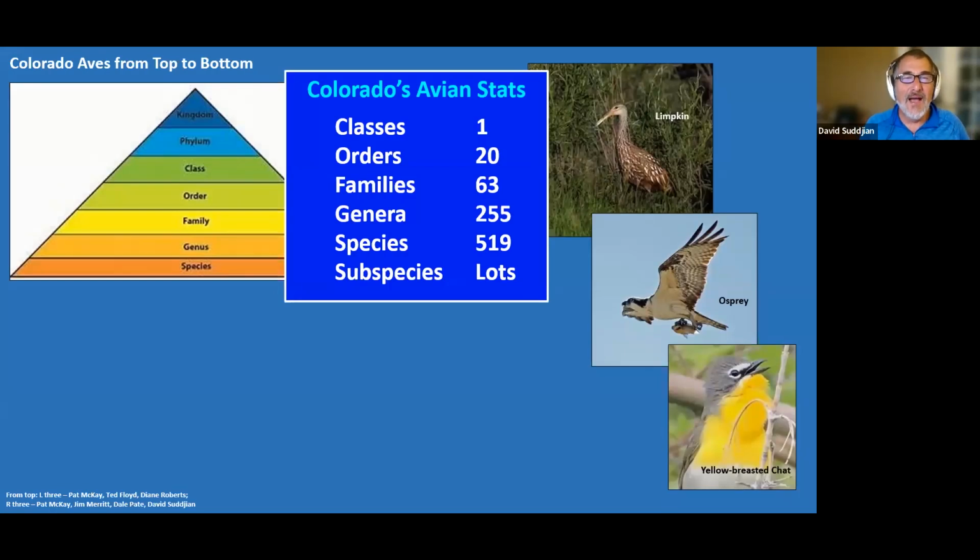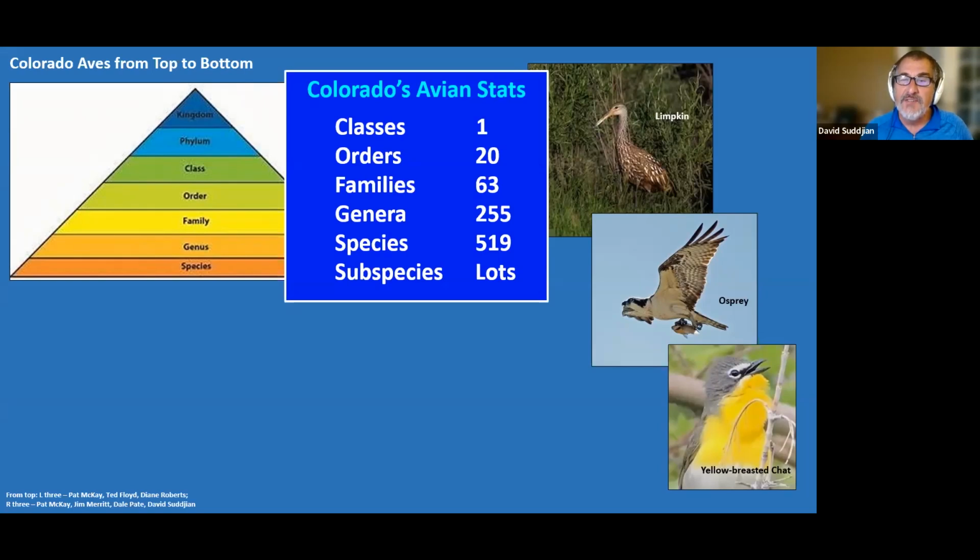So here we have our hierarchy turned upside down from the earlier slide, reflecting the fact that as we go down through the hierarchy, the number of organisms in each of these taxonomic groupings increases. And so I've got our Colorado avian stats here in the blue box in the middle. There's only one class in Colorado, birds, right? All birds in the world are in that one class, Aves. But we have 20 different orders of birds that have been recorded in Colorado. Not real likely to add another order of birds, but it's not impossible. Like if a penguin shows up or an ostrich or something like that, we could throw in a whole other order of birds. But we have 20, so that's a pretty big grouping. All of our different birds in Colorado are combined into one of those 20 orders.